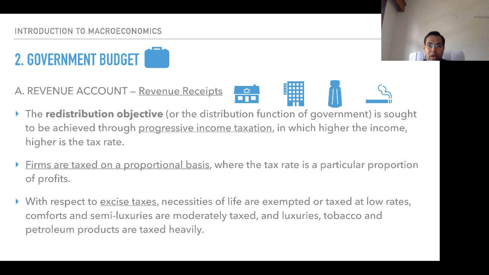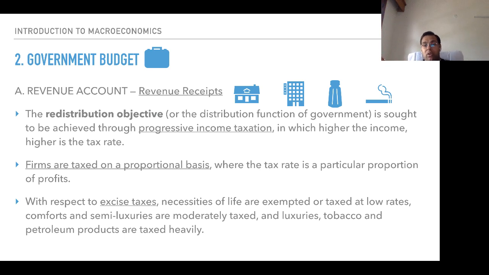With respect to other taxes like excise taxes, necessities of life are exempted or taxed at lower rates. Comforts and semi-luxuries are moderately taxed. Luxuries, tobacco, and petroleum products are taxed heavily. It is seen because luxuries are afforded by rich people. If they can afford to pay for luxuries, they can also afford to pay taxes on those luxuries.